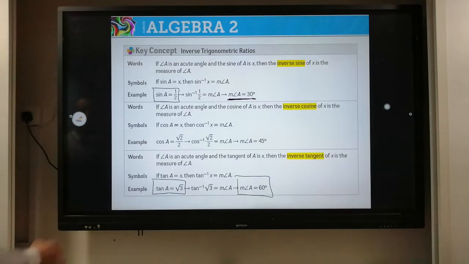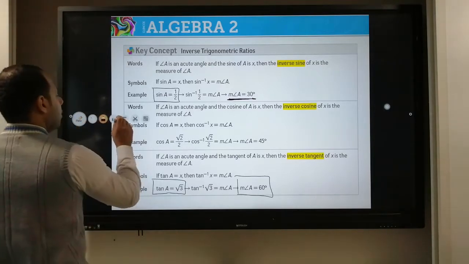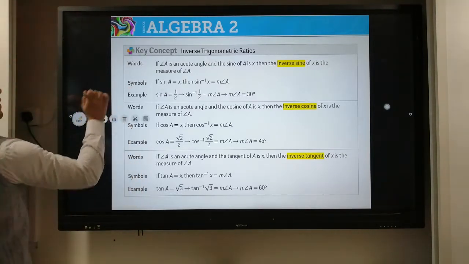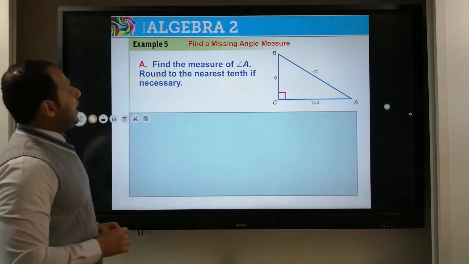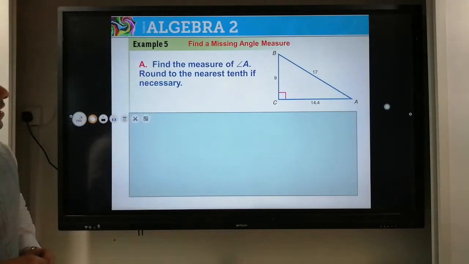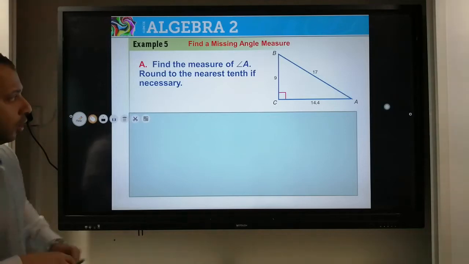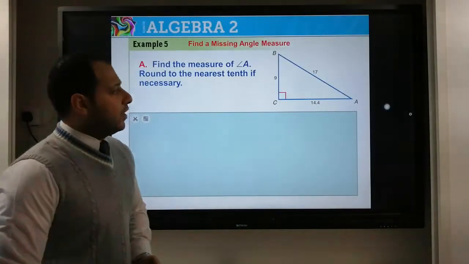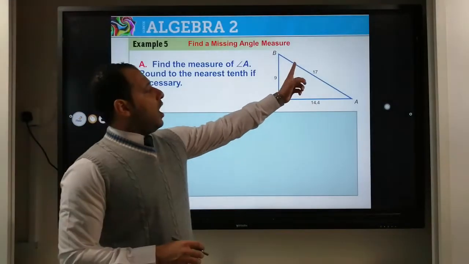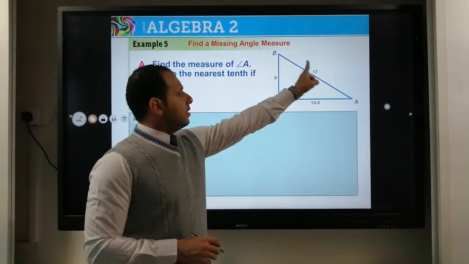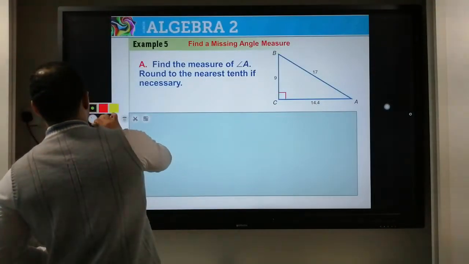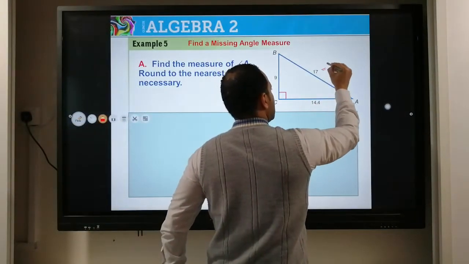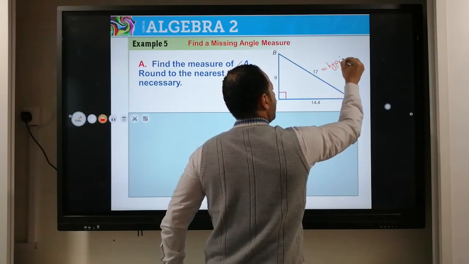Okay, let's start with an example to show us how to find the measure of an angle. Find the measure of angle A, rounded to the nearest tenth if necessary. We have a triangle, as you see, and I need to find the measure of angle A. So this 17 is equal to the hypotenuse.